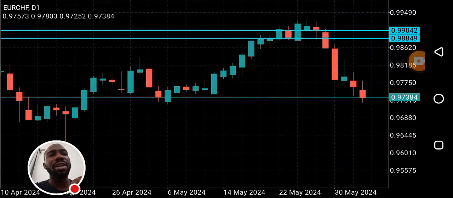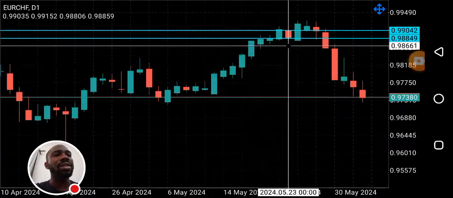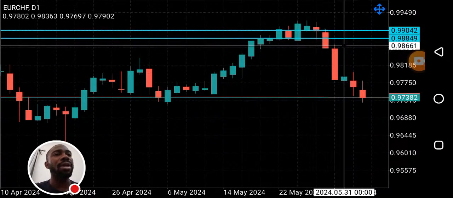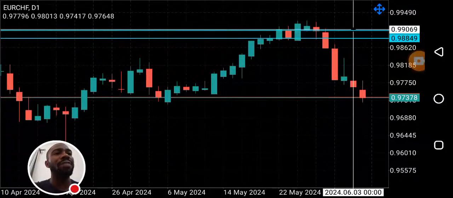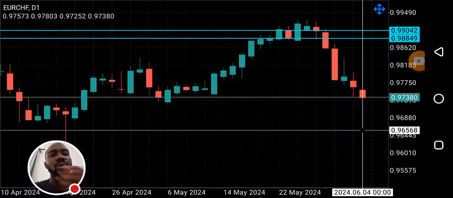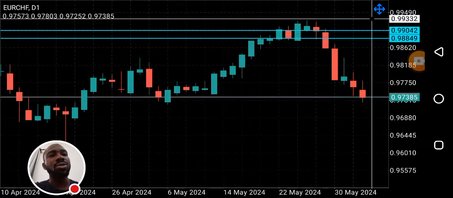If you want to sell, wait for price to pull back. A fair value gap has been created here. You can see the gap. So you wait for price to pull back and fill that fair value gap before you go bearish. Don't sell at the current market price. It's very risky. So that's my take on Euro CHF.